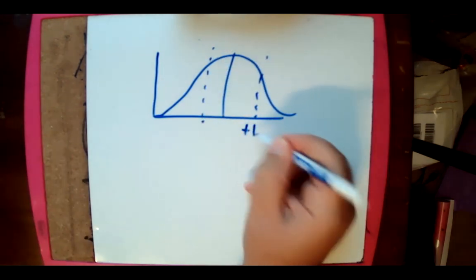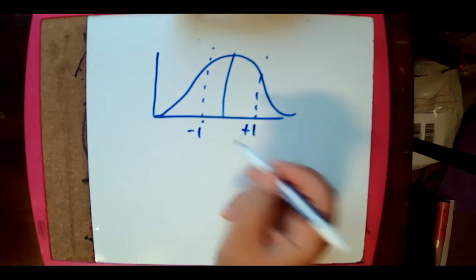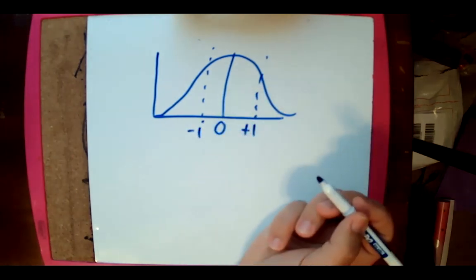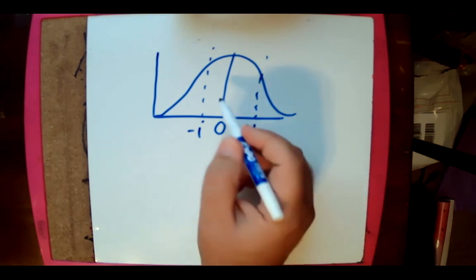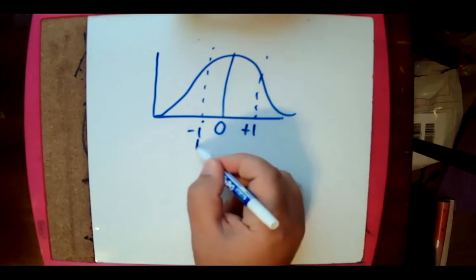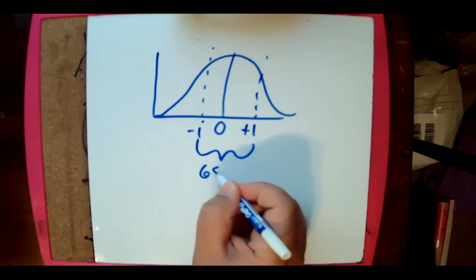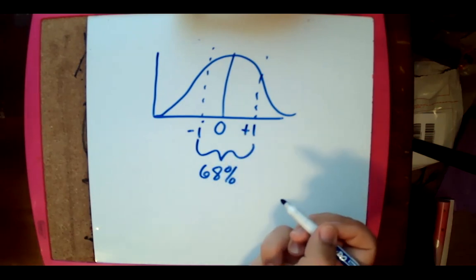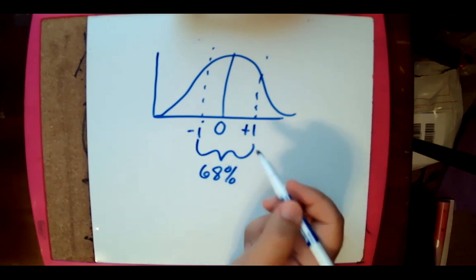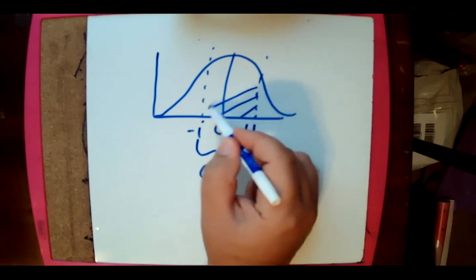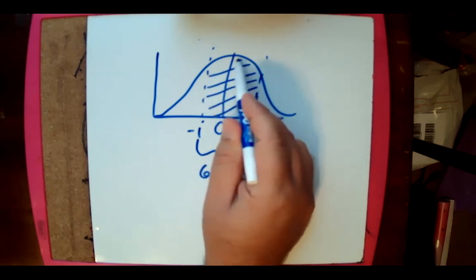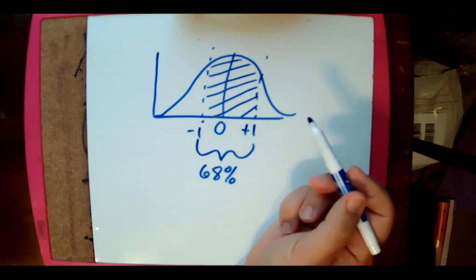Okay, so here's 1 standard deviation above, here's 1 standard deviation below, and then we set the mean at 0, because it's 0 standard deviations from itself. Now in this range right here, we have roughly 68% of the scores. So that's what I was trying to say before, right? This area surrounding the mean, right in the middle, is 68% of everybody's scores.